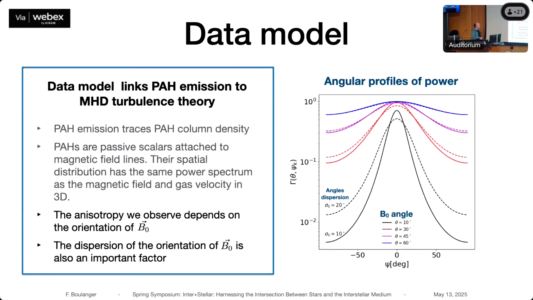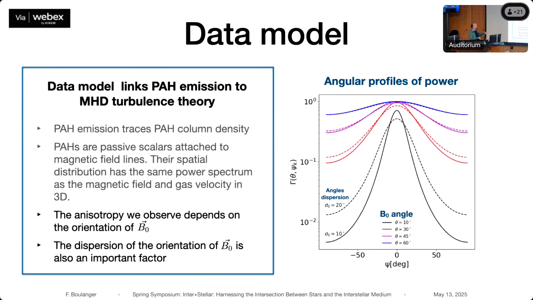In practice, this is an illustration of this model. The anisotropy you observe is actually a geometrical effect, and it depends on the orientation of the magnetic field with respect to your line of sight. And it depends, of course, on the degree of organization of the local field. The anisotropy is with respect to the local field. If the direction of the local field varies across your sample, along the line of sight or across the sky, you lose part of this anisotropy. So the shape of the profiles tells you about the geometry of the B field.